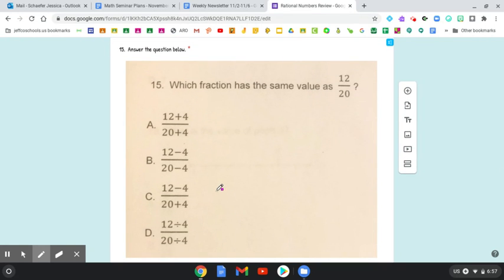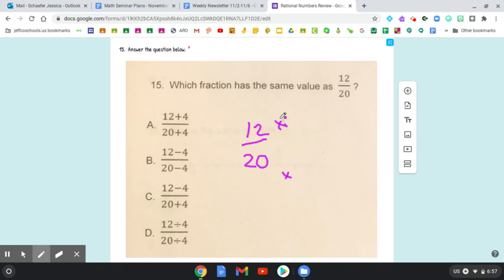Number 15, which fraction would have the same value as 12/20ths? So remember, when I'm dealing with equivalent fractions, if I had 12/20ths, I could multiply the top and bottom by the same number, which is not any of my options. None of them are showing multiplication by a 4 on both the top and bottom.